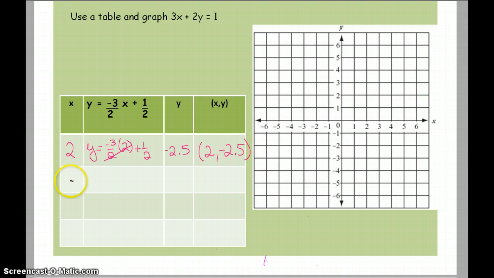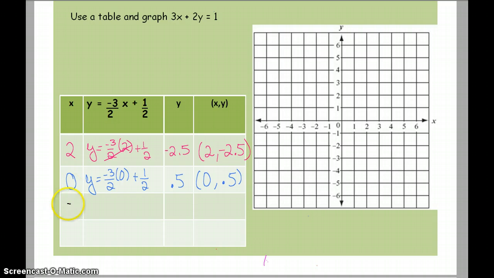My next point, one of my favorite points to use for x. Remember, you can use absolutely any point that you want. I'm going to use 0. I have y is equal to negative 3/2 times 0 plus 1/2. Well, negative 3/2 times 0, oh, that's just 0. 0 plus 1/2 gives me 1/2. So my point is the point 0, 0.5.